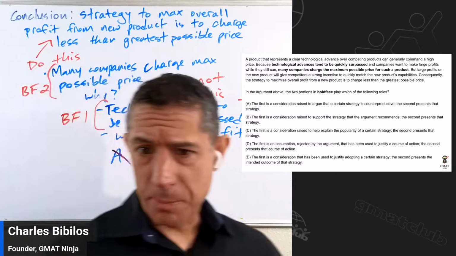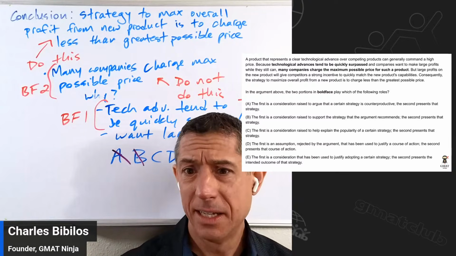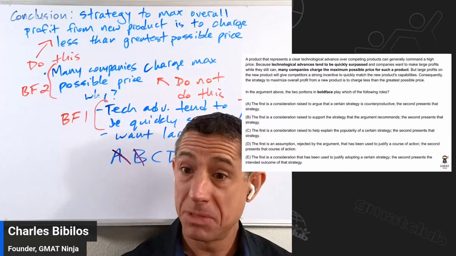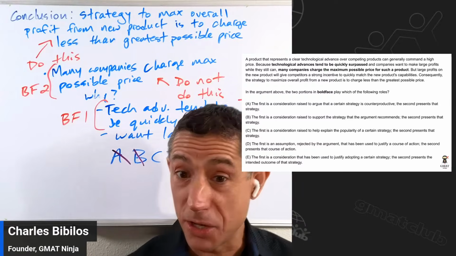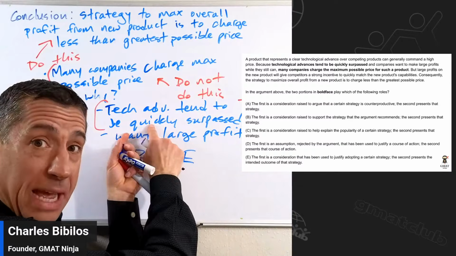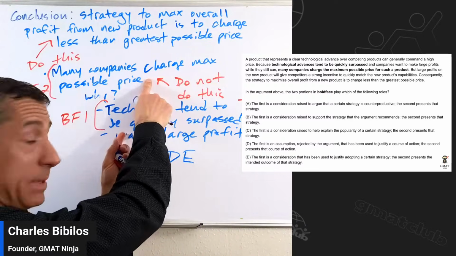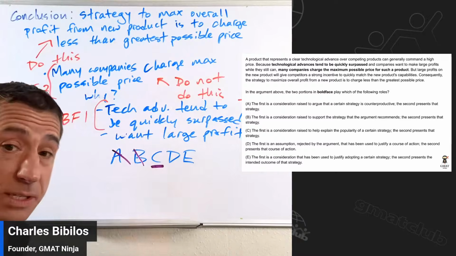C, seeing a lot of live group pick this one. First is a consideration raised to help explain the popularity of a certain strategy. Second presents that strategy. Hey, that's pretty good, right? So consideration raised, so technological advances are quickly surpassed. That supports this strategy that companies do a lot. Yeah, C's looking pretty good.